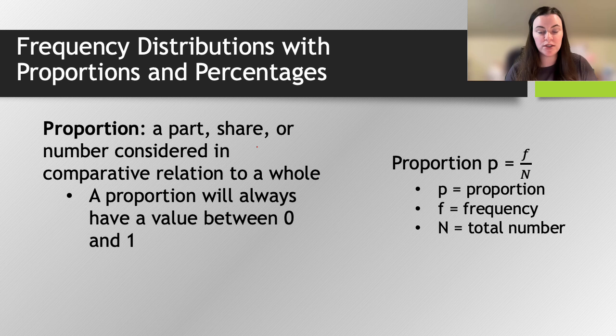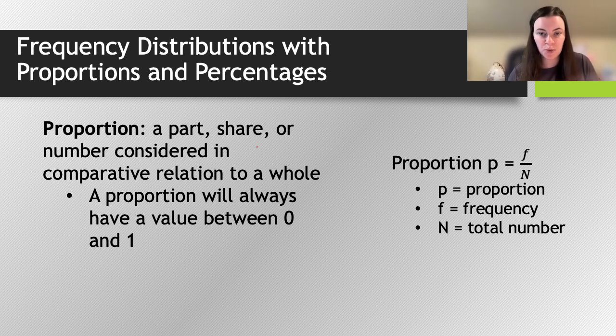Another central component of frequency distributions oftentimes is a category called a proportion, which is often designated in a column by itself. In this case, a proportion represents a part, share, or number considered in comparative relation to a whole. So basically, that's a fancy way of saying how often did one of these outcomes happen relative to the entire group. And we'll discuss this in just a moment.